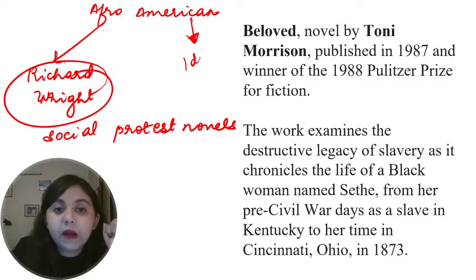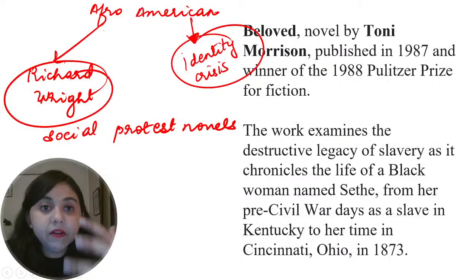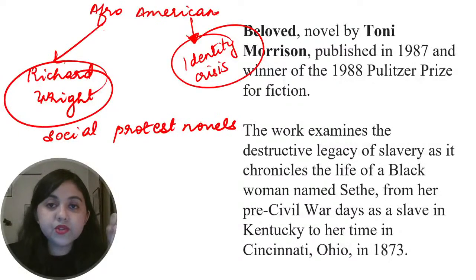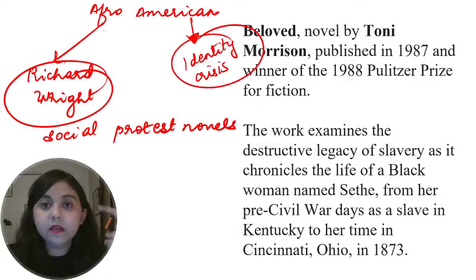They're also talking about identity crisis. They're also talking about the perils of racism. They're also talking about the grave emotional, psychological, devastating impact that racism is having on everyone.